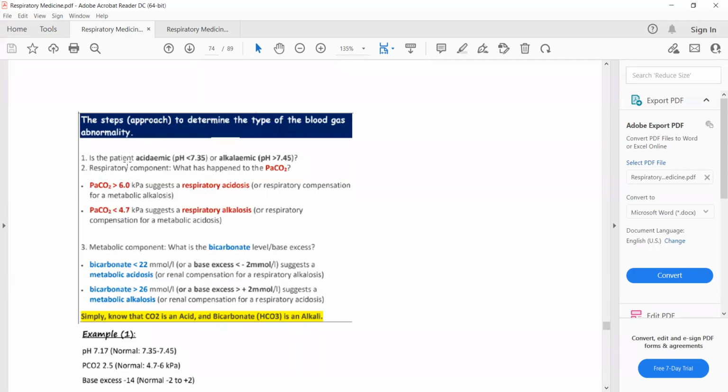So in the first step, we'll look at the pH, and I will determine if it's acidemic or alkalemic. Now, for example, in the first step, we have an acidemic pH, or acidosis, where pH is less than 7.35. Now, first of all, we look at the respiratory component. In acidosis, what should happen to partial pressure of carbon dioxide? Partial pressure of carbon dioxide should increase in acidosis.